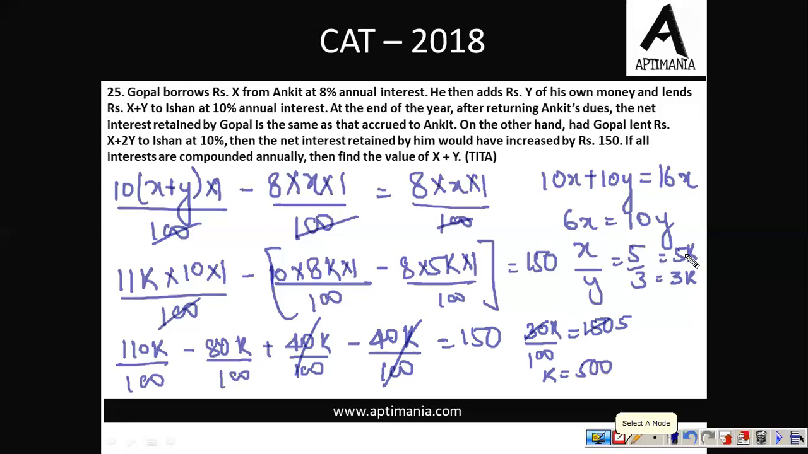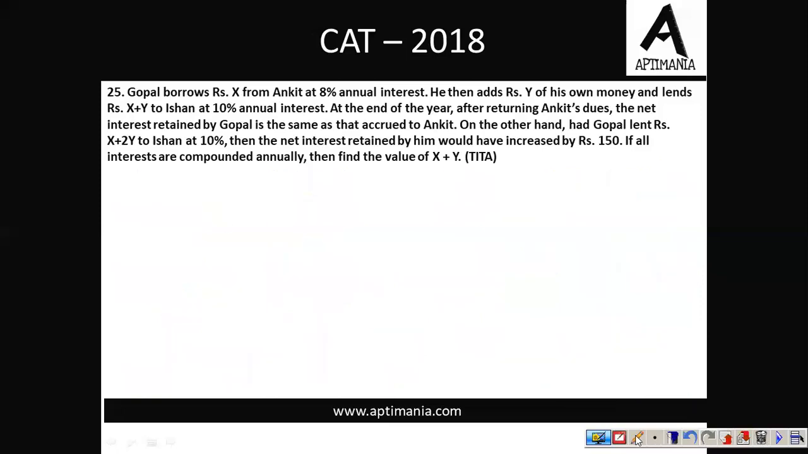What they have asked you is the value of x plus y. X is 5k and y is 3k. So x plus y will be 8k, which will be equal to 8 into 500, that is 4,000, which is the correct answer for this question. So for question number 25, the correct answer is rupees 4,000. Let's go ahead to the next question.